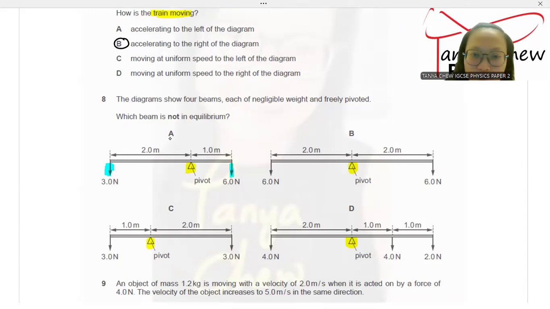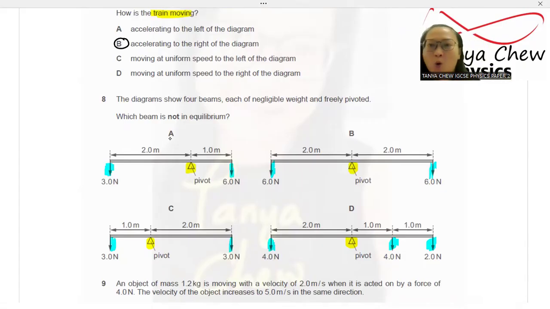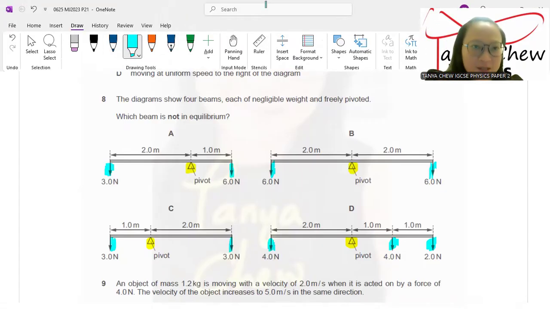For A, I have 2 forces. B, I have 2 forces. C, I have 2 forces. But D, I have 3 forces right here. Once you have identified all the forces that are acting on this system, you can do it one by one.